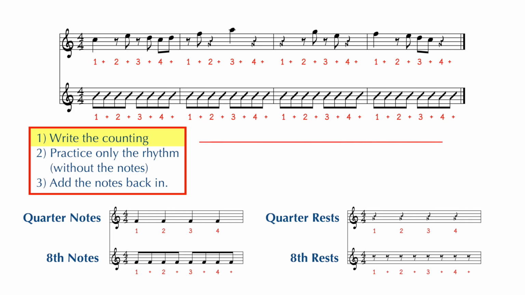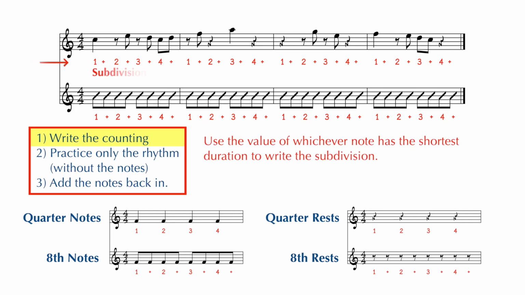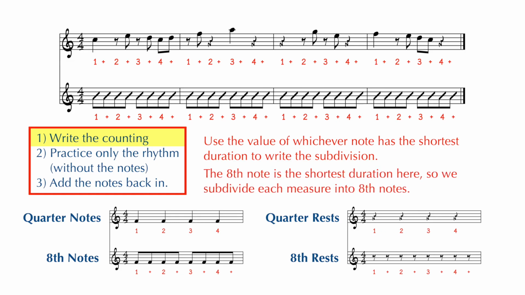When you have trouble with the rhythm, first write out the subdivision. Use whichever note has the shortest duration in the music you're looking at and write out all the beats and subdivisions for each measure. This example includes quarter notes, quarter rests, eighth notes, and eighth rests. The eighth note has the shortest duration of these, so we're going to subdivide everything into eighth notes.